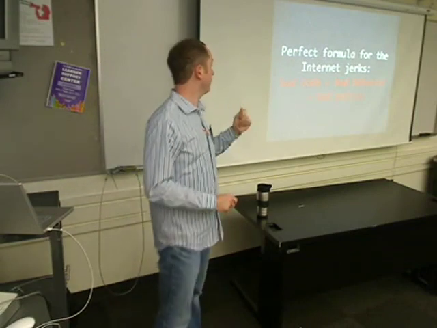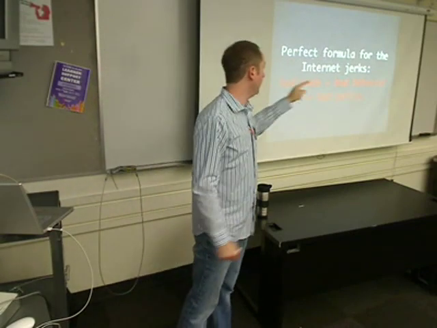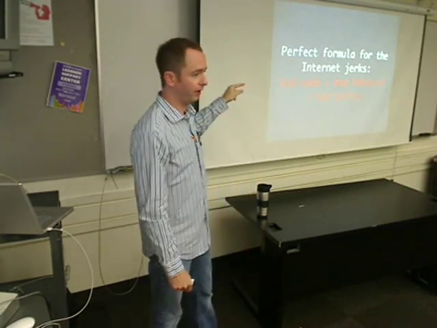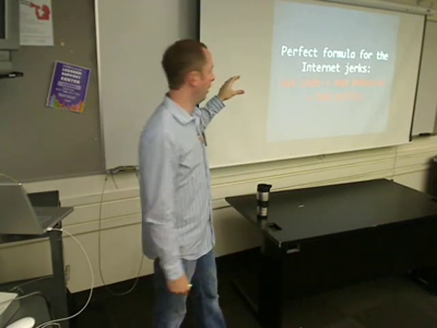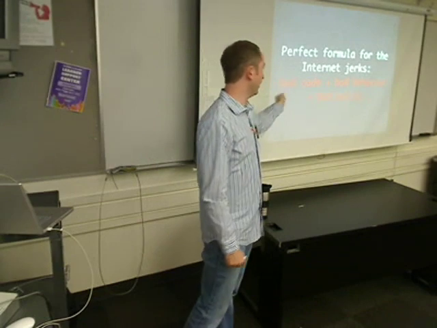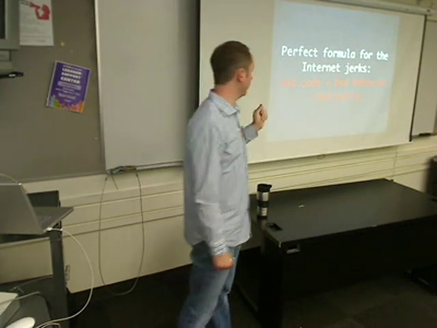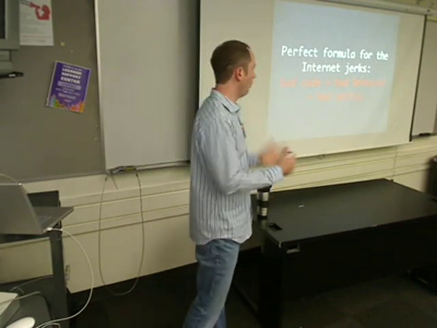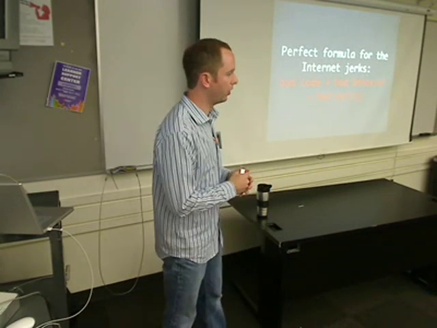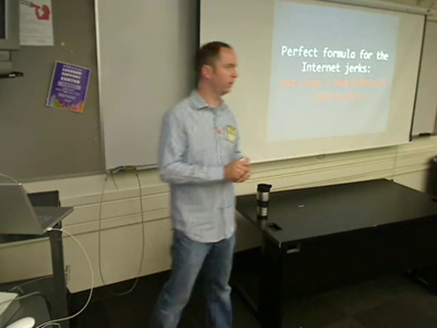We'll talk about that. So yeah, the perfect formula for the internet jerks, right? Bad code and bad behavior and bad policy. These three things in combination are perfect. Because they can exploit code or exploit your behavior or exploit the fact that you don't have a policy, ultimately, you're going to end up with a compromise, or you're going to leave yourself more vulnerable.